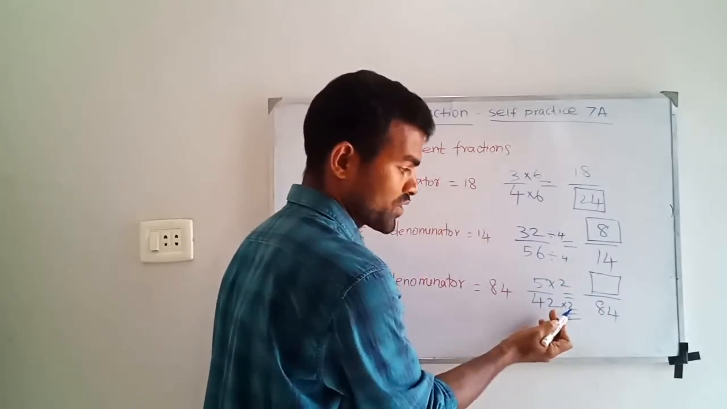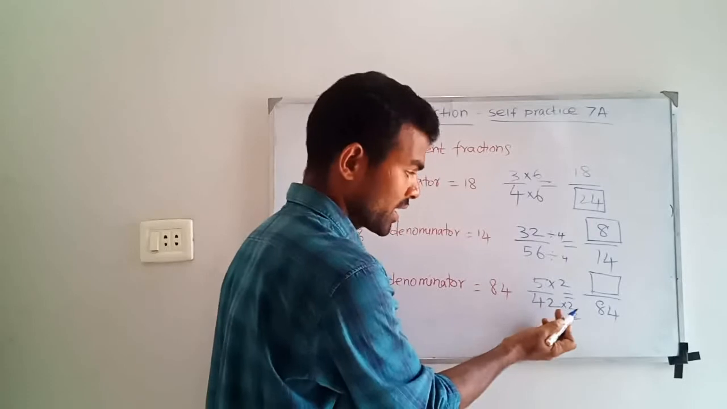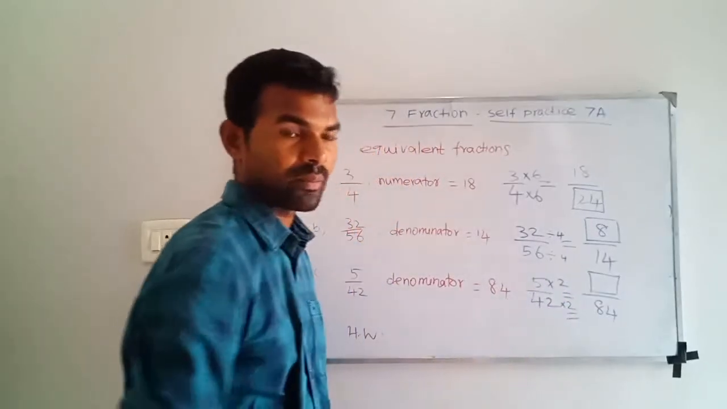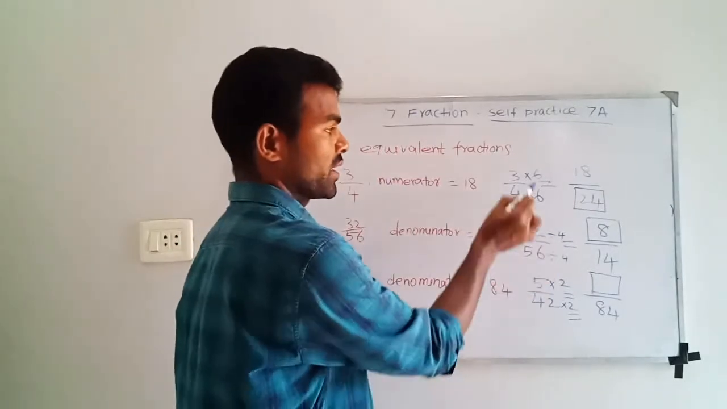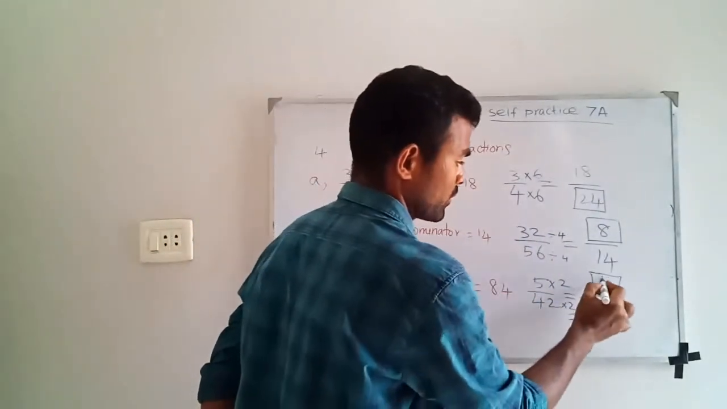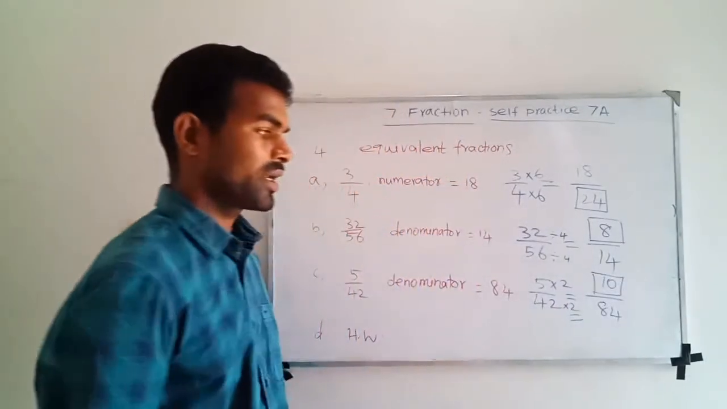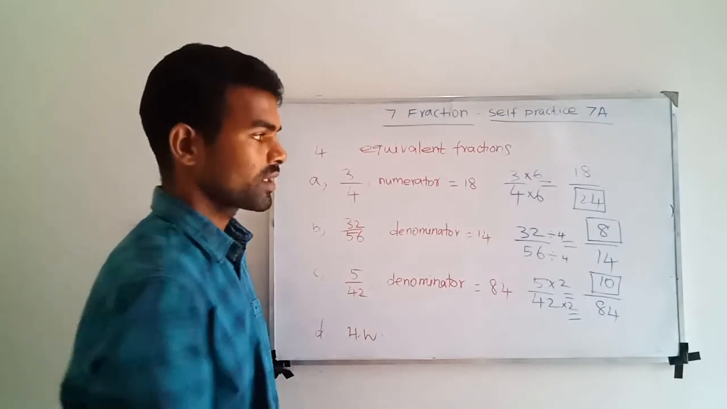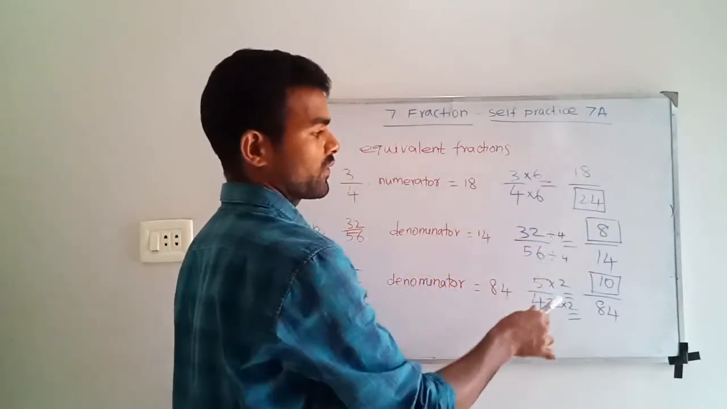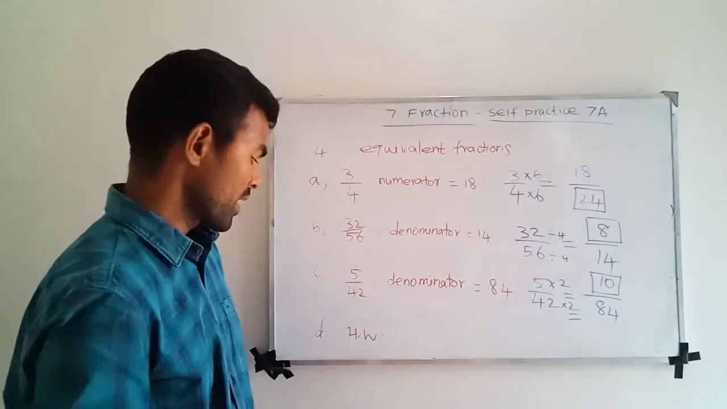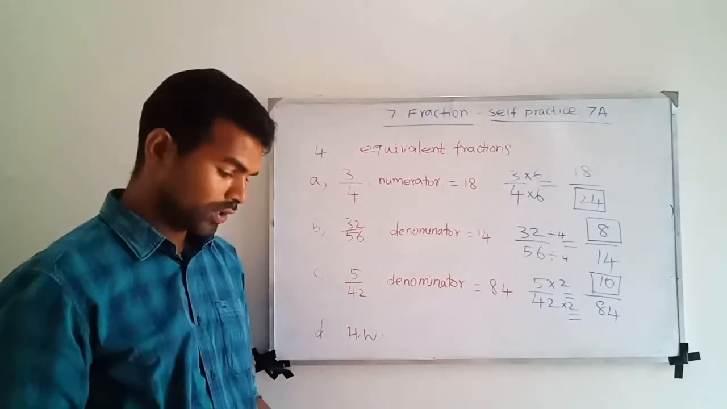By which number you are multiplying, the same number you multiply the other way. 2 and 2, the same number you have to multiply. Here 4 and 4, here 6 and 6, the same number you have to do. So 5 multiplied by 2 is 10. The answer is 10 by 84. See the answers: 18 by 24, here 8 by 40, here 10 by 84. And the fourth question, D, you can do as homework.